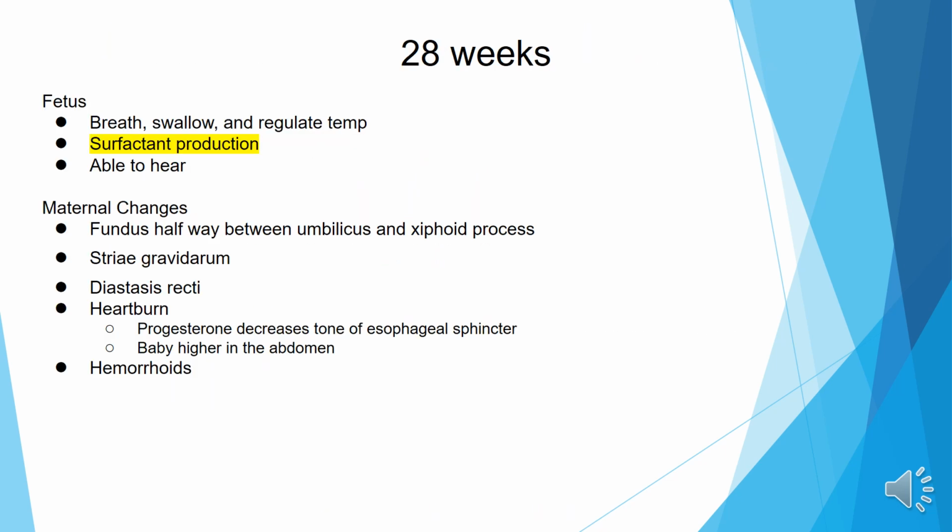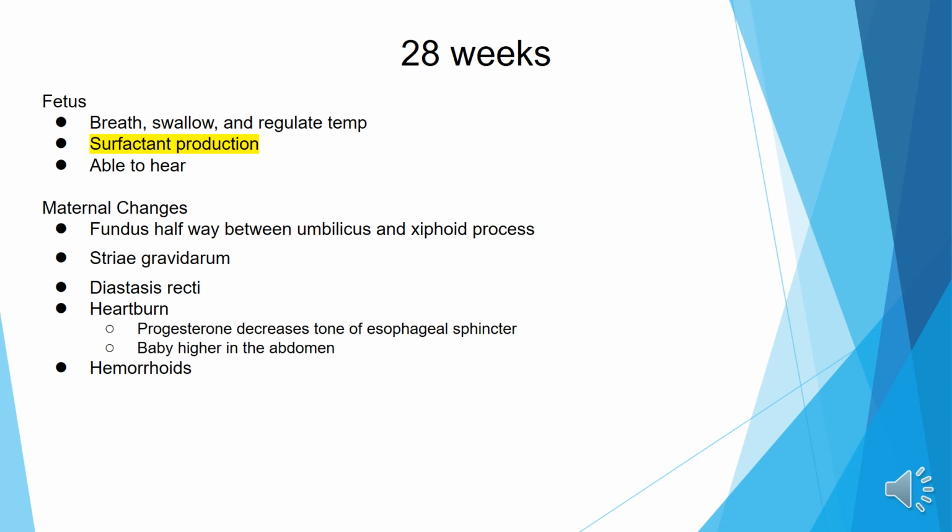So now, 28 weeks, we are in our third trimester. This fetus is beginning to breathe, swallow, and able to regulate its own temperature. It is also a good landmark for surfactant production. So surfactant is starting to be produced at this point in time. So 28 weeks is a big landmark to hit.